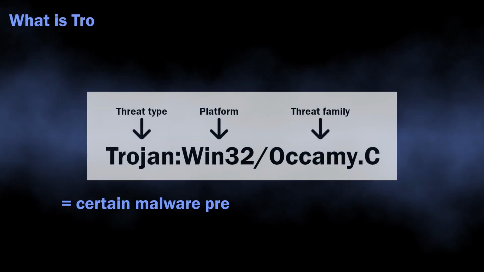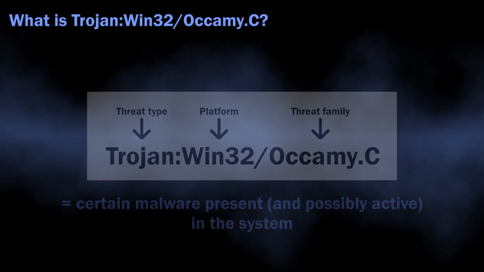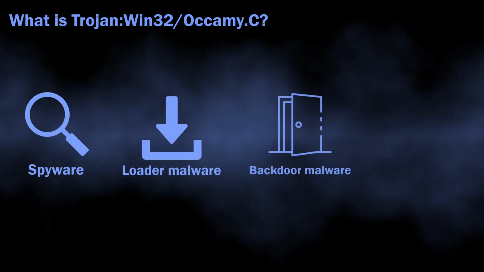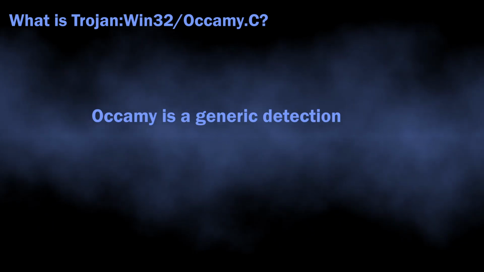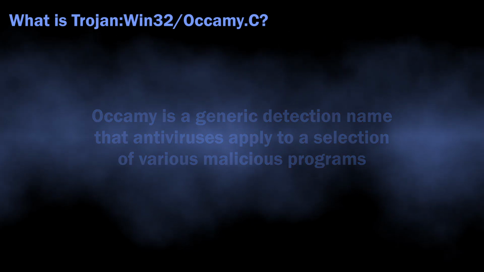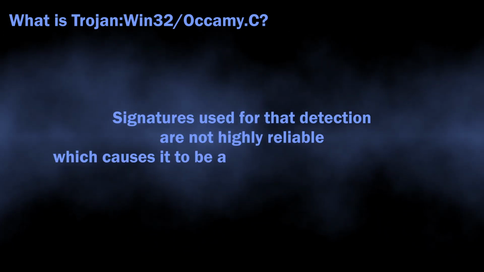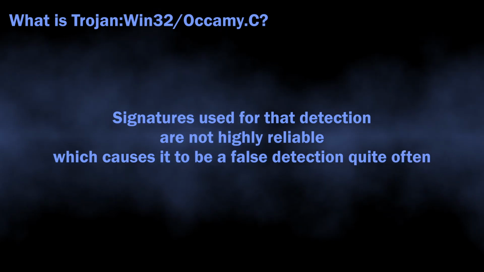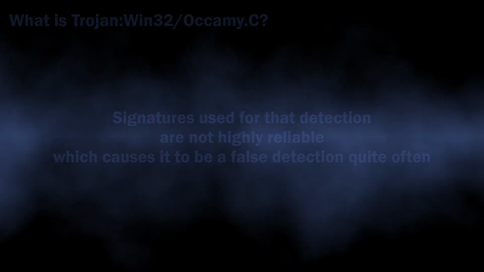In normal situations, Trojan Win32 Occamy.C can flag a wide variety of malicious programs, from loaders, spyware, and backdoors to ransomware. The name is totally generic. There is no big malware family that has such naming. The signatures that are used to detect this malware are not very reliable, which leaves plenty of room for incorrect detections, but we will get back to it later.